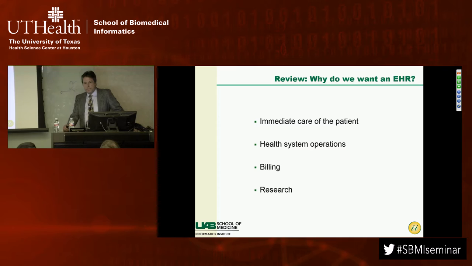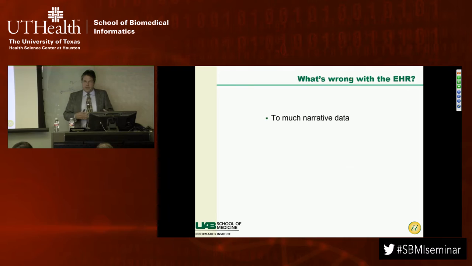Good. All right, so what's wrong with it? There's too much narrative data. We've got a lot of stuff in there that's just narrative. It's not in a structured, controlled form that's easy to work with, at least for computers. A human can read it, and we at least solved the legibility problem by having electronic health records, but it's not as accessible for the kinds of things we want to do when it's in narrative form. We can use natural language processing, and then we have to show that it's accurate and effective.